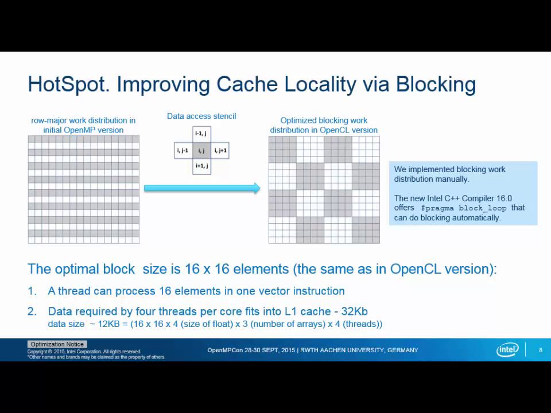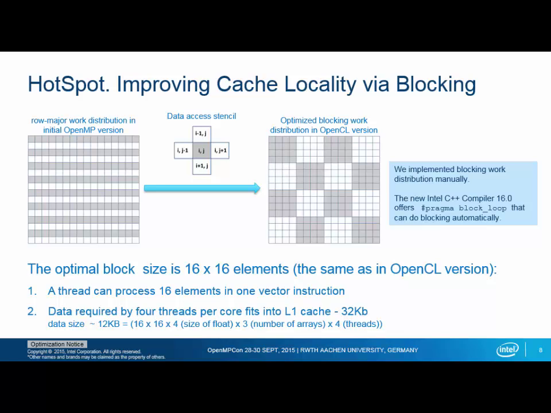And the data access stencil that is used in this benchmark, so when you need to calculate the value for each cell, you depend on the neighbors from the right, left, top, and bottom. In that case, from the point of view of data locality, the blocking work distribution is much better, and you have better cache reuse. Our solution was to implement the same blocking manually in the OpenMP code.